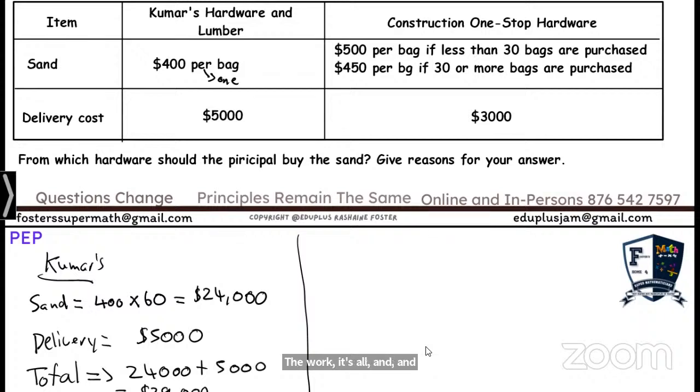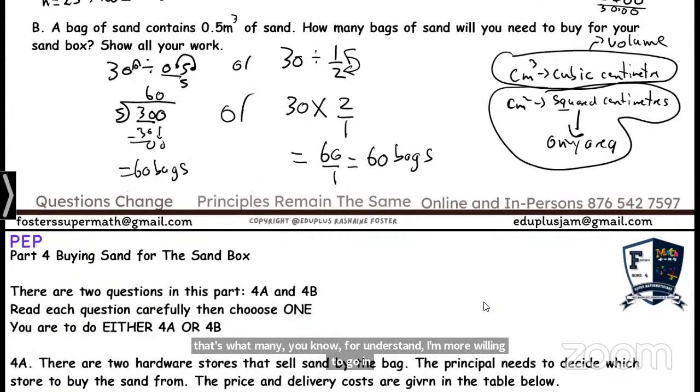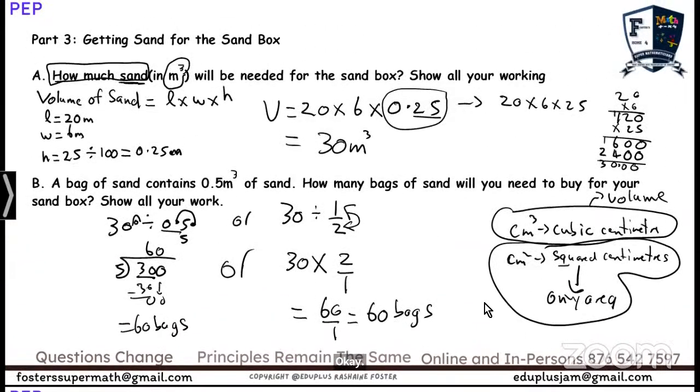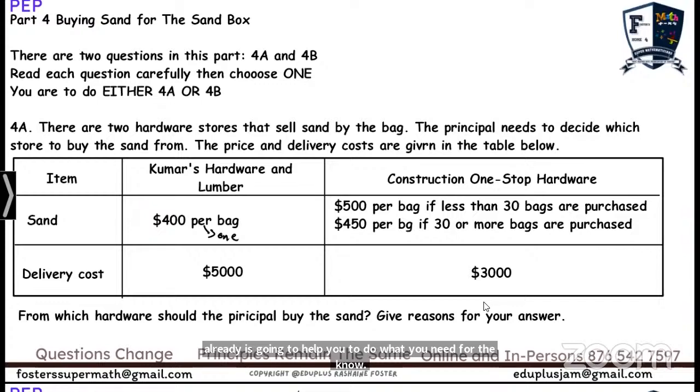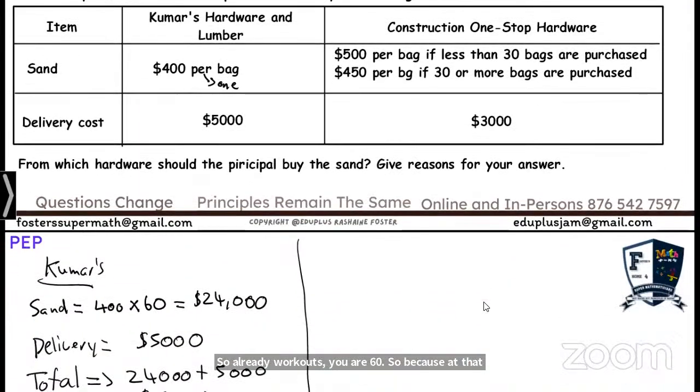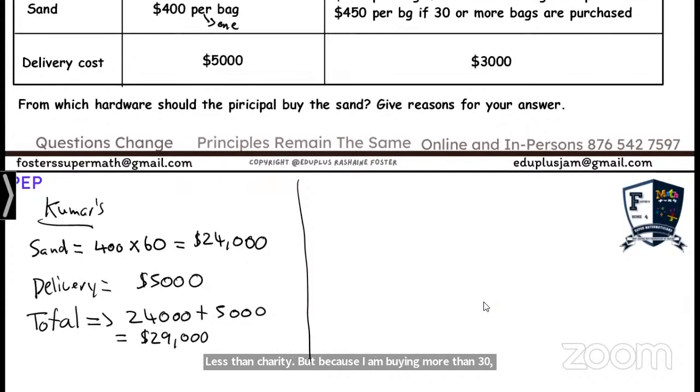That's what we need to understand when you're going to that performance task tomorrow. Whenever you're answering a question, you need to understand that most likely the information you already have is going to help you do what you need. So we already worked out a 60 bag purchase. Because of that, we're not going to pay 500, because the 500 is if you're buying less than 30. But because I am buying more than 30, I am going to pay how much? 450 per bag. All right, no problem. So this is for one stop.